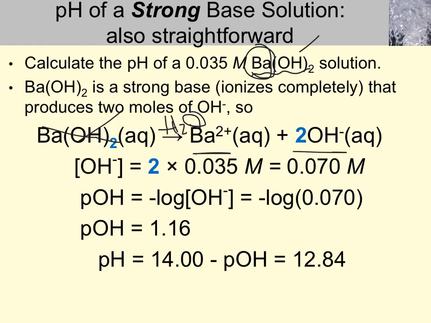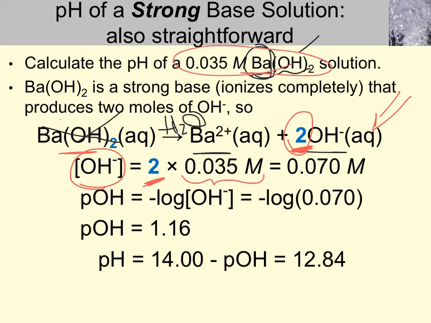Now, if you're dealing with a base, acid or base, you're going to have to be careful of a couple things. One is stoichiometry, okay? So make sure that you write out this ionization or dissociation reaction before you start doing any calculations. And in this case, you get 2 hydroxides for every 1 barium hydroxide that you dissolve. So the concentration of hydroxide is going to be 2 times the original concentration of the barium hydroxide. In other words, 2 times 0.035.